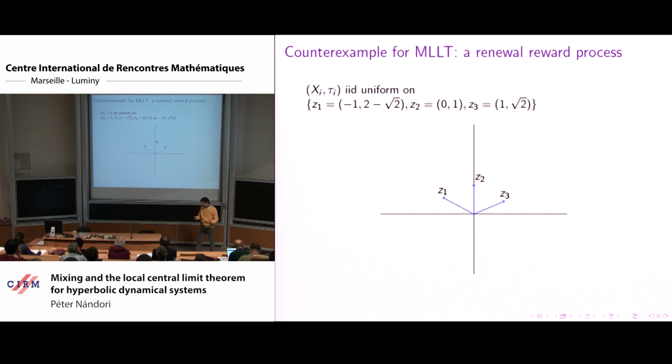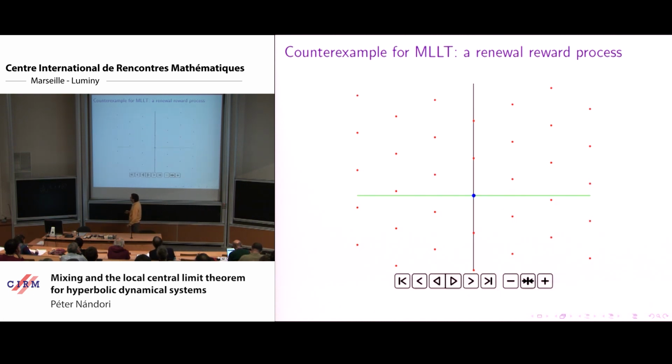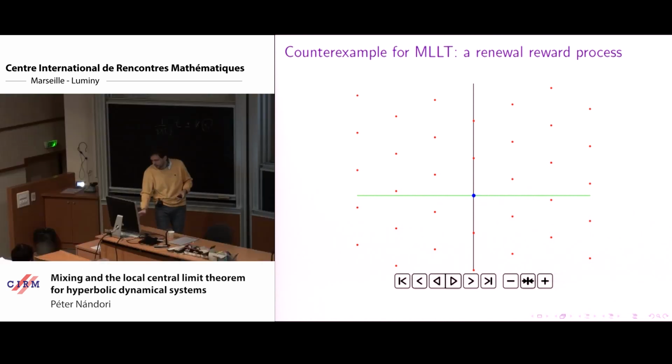Now these 3 points are chosen in such a way that the lattice that they generate projects down to Z in the first coordinate and projects down to a dense subset in the second coordinate. So the closure would be R. Okay. And then you want to consider something IID, but I think it's called a renewal reward process. Instead of putting down formulas, I show you a video. So this needs to be a continuous time system.